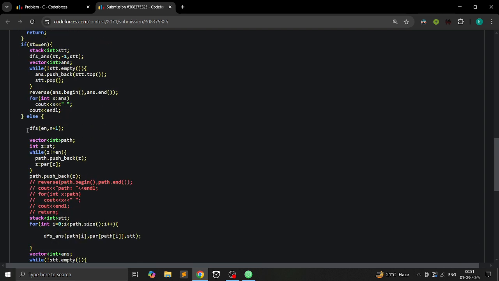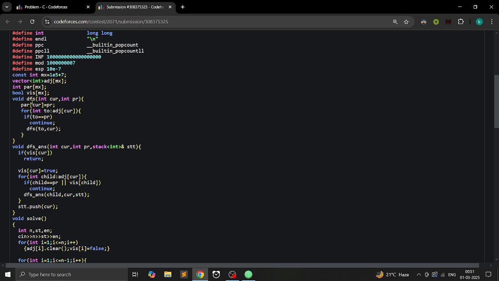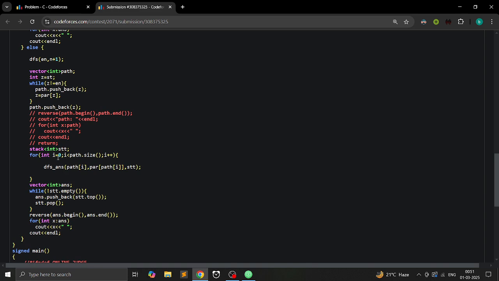Okay. Here, first I find the path. So I call DFS on EN, the ending node, and I store the parent. I do a normal DFS and just store the parent so that I can start from the starting node and go one by one above, and while going up I will put my node in the path. So I just find the path here. So the path will be from the starting node towards the end.